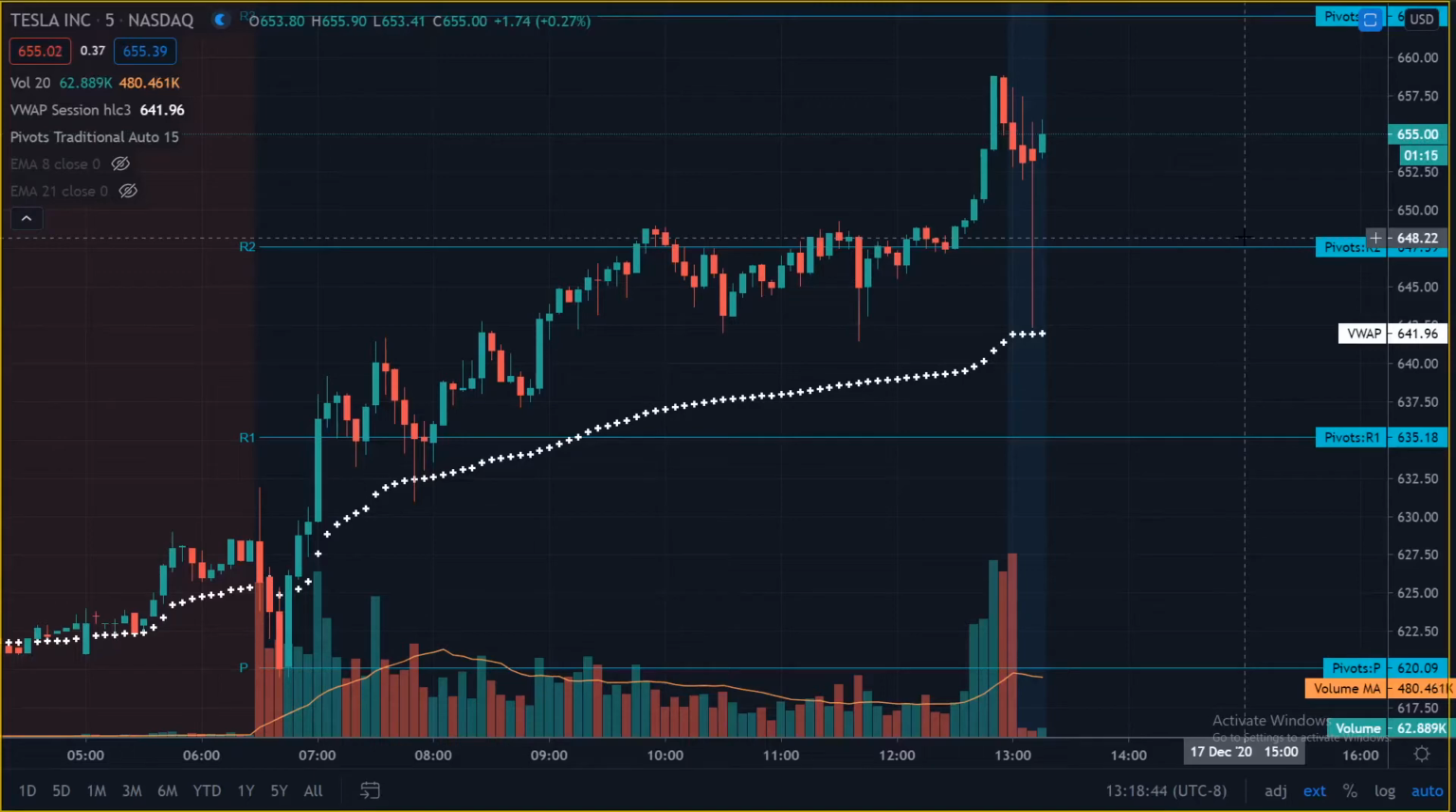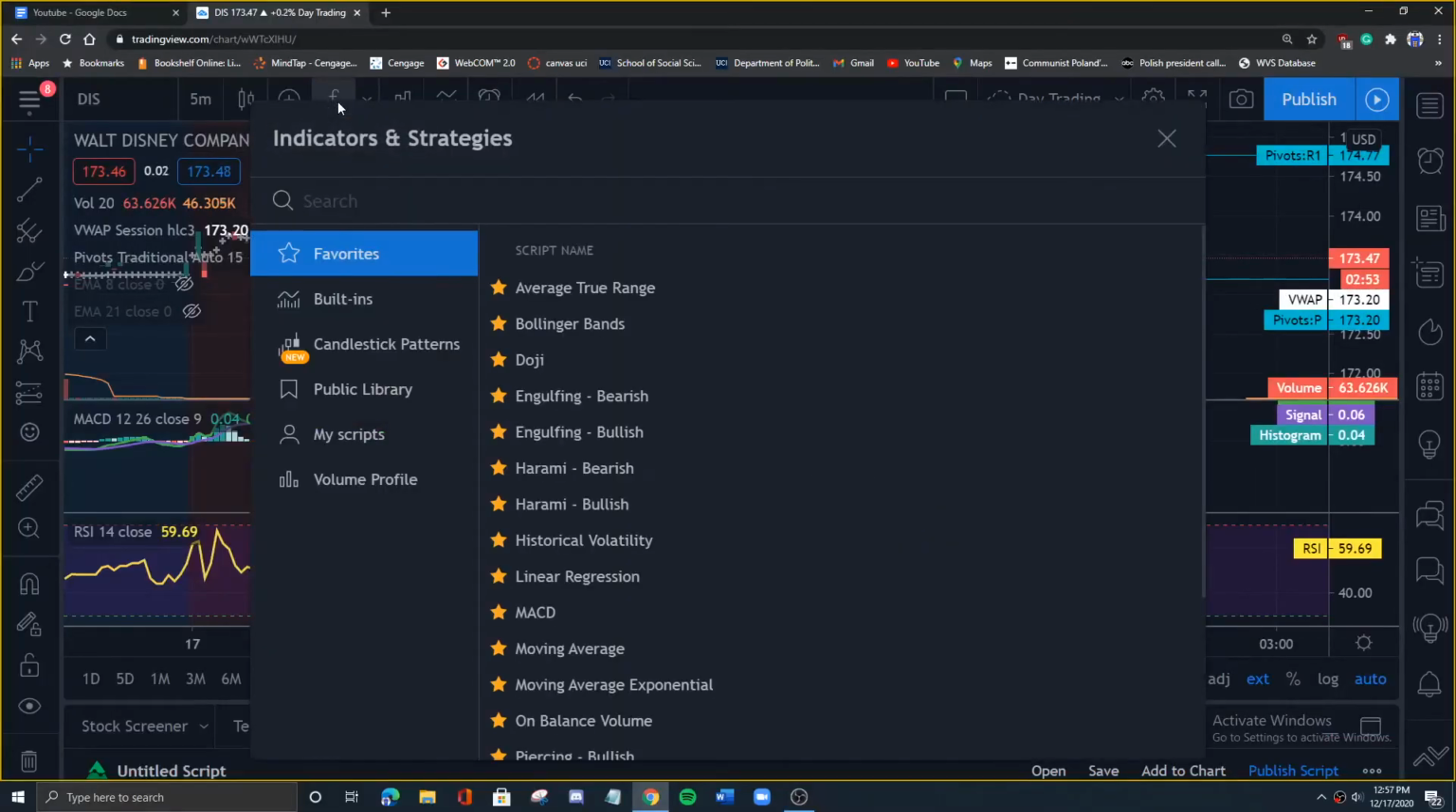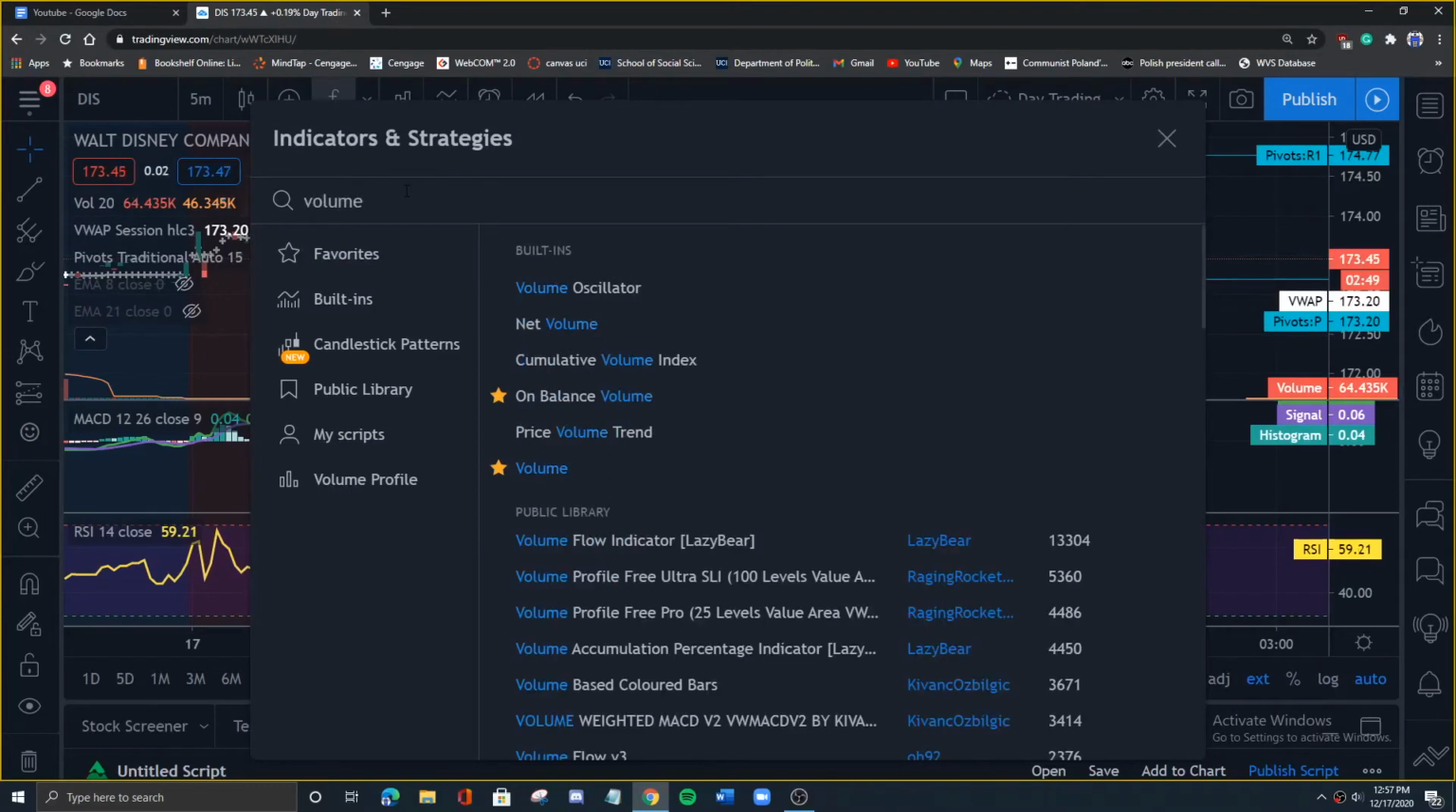To show the volume indicator on TradingView, click on the FX button at the top of your chart, type volume, and it should appear on the list. Just select it and add it to your chart from there.